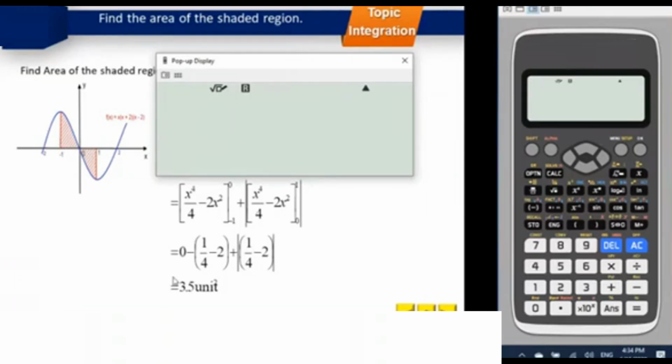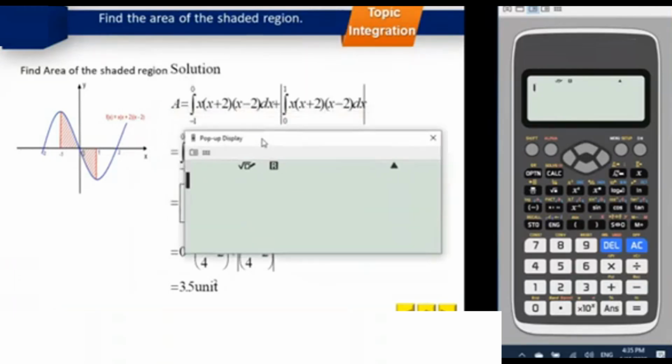My advice to all students, to all participants is, when you are applying integration to find the area under the curve, it is always advisable to break this into two different parts. Minus 1 till 0 should be a separate part and 0 to 1 should be a separate part, so that the chances of errors are minimized. So please check.